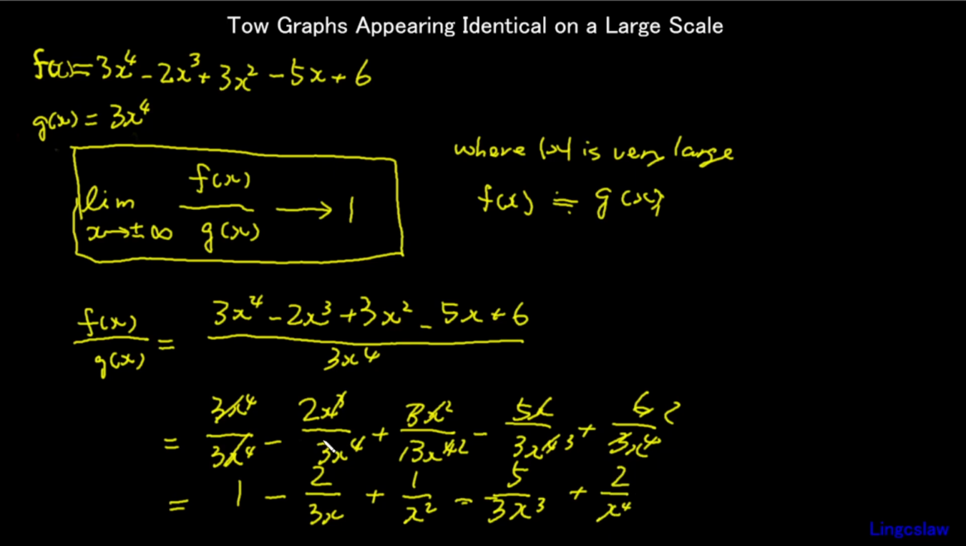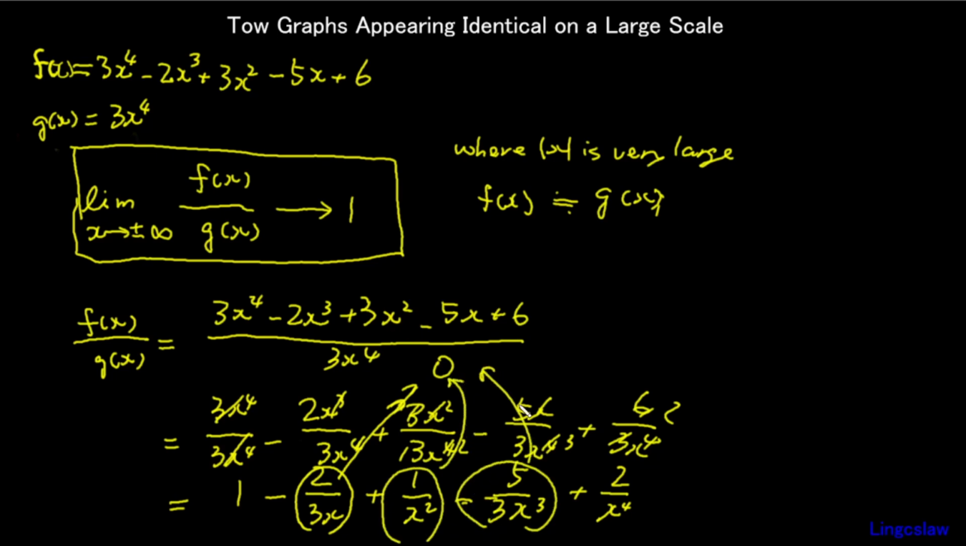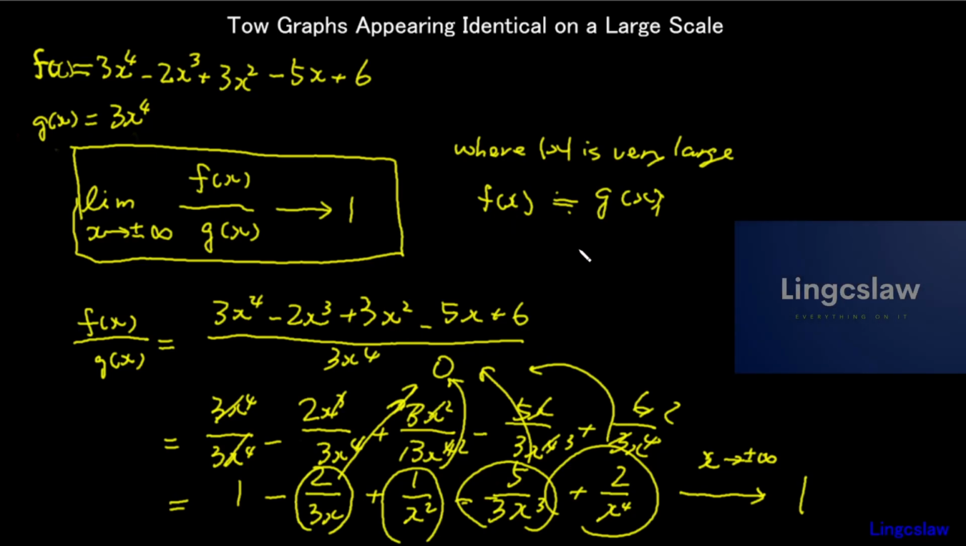Okay, now if I make x approach positive or negative infinity, this can be 0, this can be 0, this can be 0, this can be 0, because x is placed at the denominator position. So when x approaches positive or negative infinity, this will be 1. So where the absolute value is very large, f of x is almost equal to g of x.